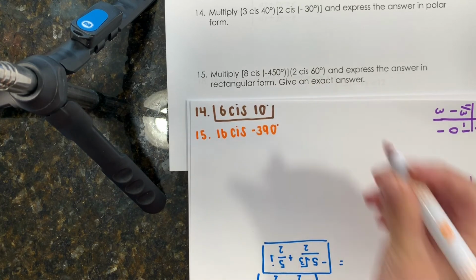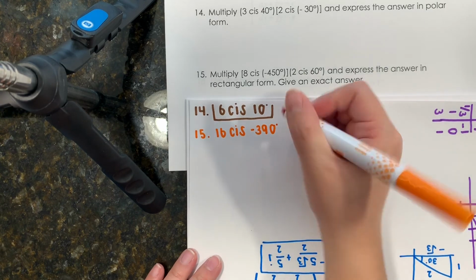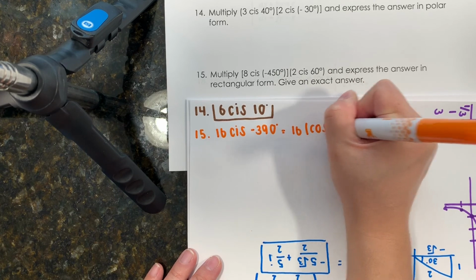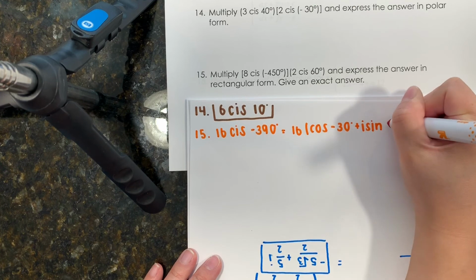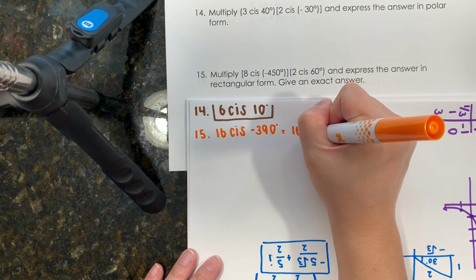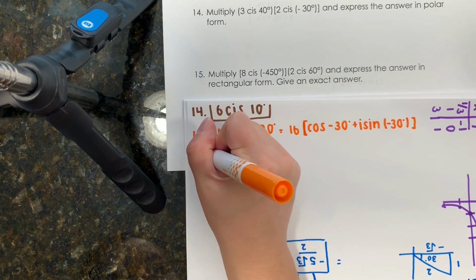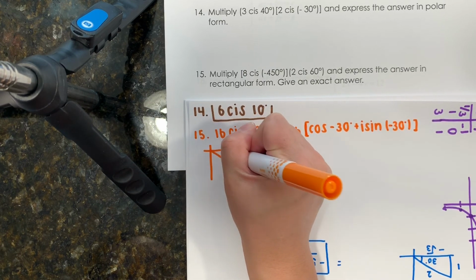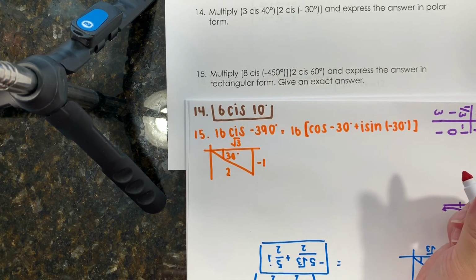Now, negative 390 is greater than 360, so I'm going to add 360 to that, and I actually get negative 30. So when I expand this, I'm going to do 16 cosine of negative 30 plus I sine of negative 30 degrees. And now I'm going to evaluate that. So negative 30 degrees is going to be in quadrant 4. This is a 30-degree angle here. My adjacent will be root 3, my opposite will be negative 1, and my hypotenuse would be 2.